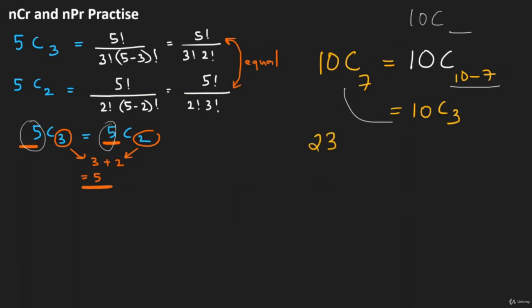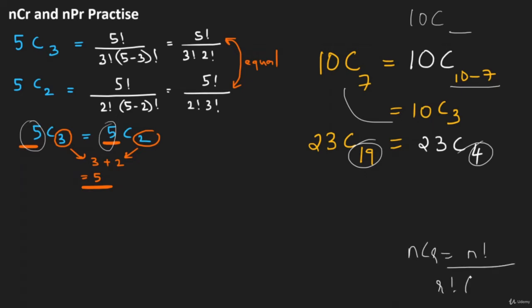What about 23C19? That will be equal to 23C4, right? Because 19 plus 4 is equal to 23. Alright, now let's try to solve 23C4. We know that nCr is equal to n factorial divided by r factorial into (n minus r) factorial, right?